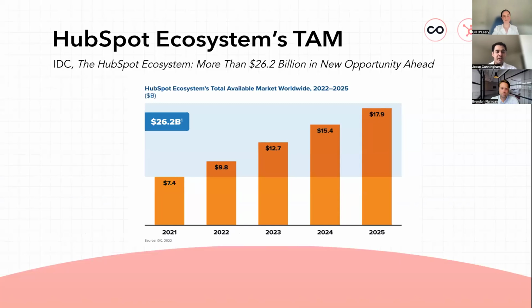There's been some research done by the IDC to address what this ecosystem opportunity is. So the TAM that's been identified by the IDC is over a $26 billion opportunity ahead of us, a new opportunity. Over the next few years, you're going to see this in this graph right here, that it's continuing to grow year over year as HubSpot is continuing to grow year over year.